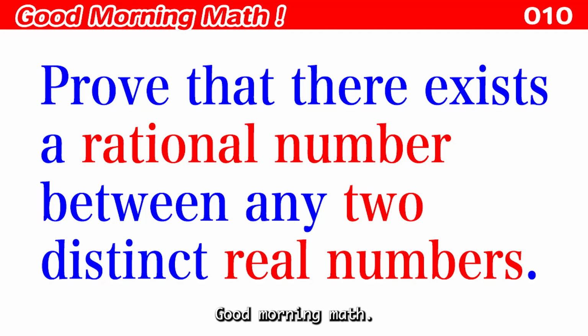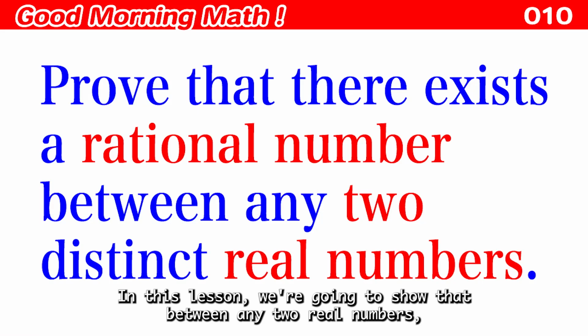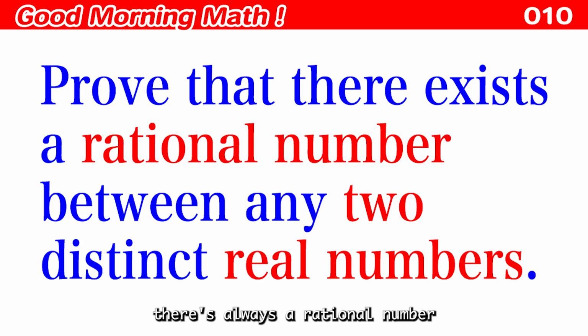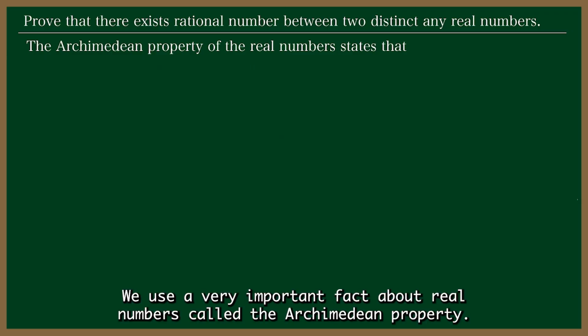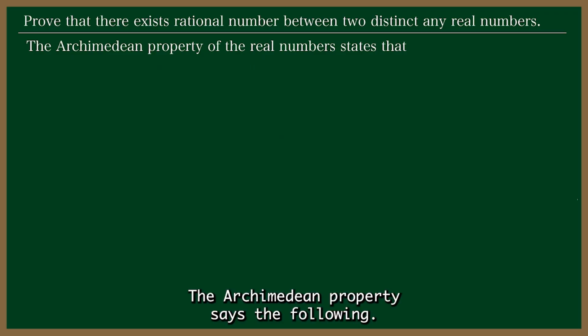Good morning, math. In this lesson, we're going to show that between any two real numbers, there's always a rational number. To prove this, we'll use a very important fact about real numbers called the Archimedean property. The Archimedean property says the following.